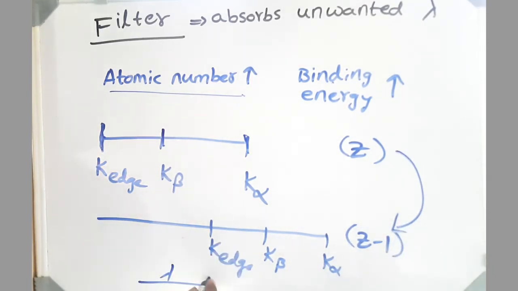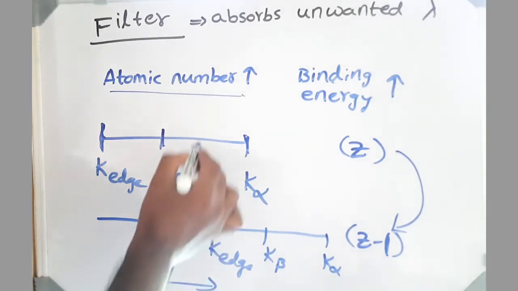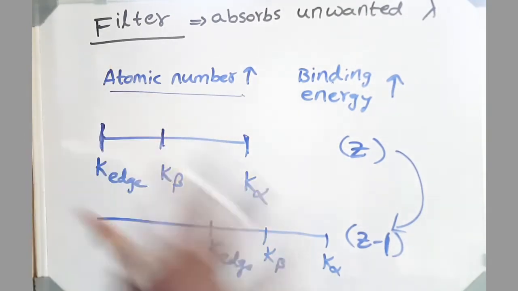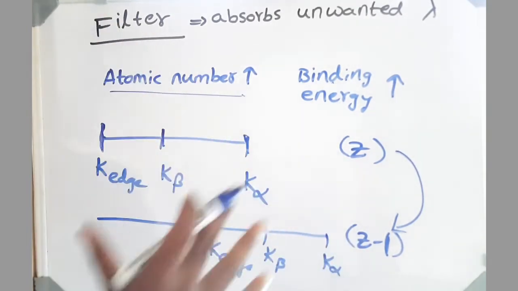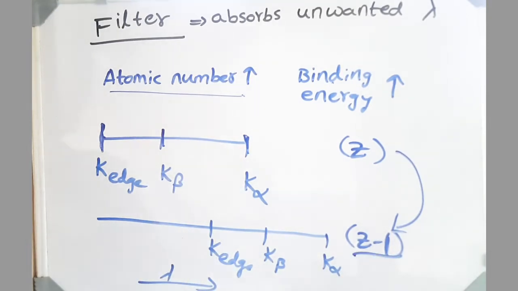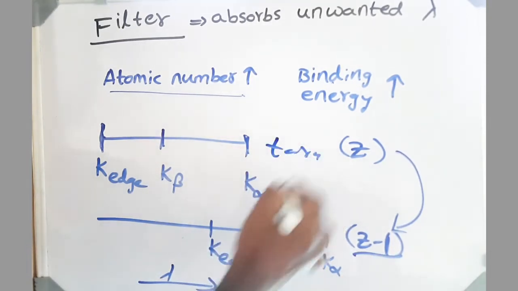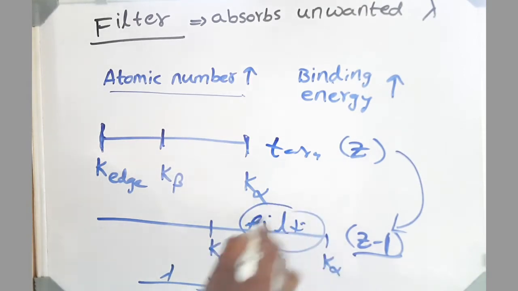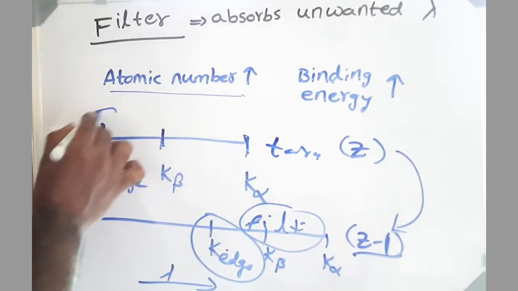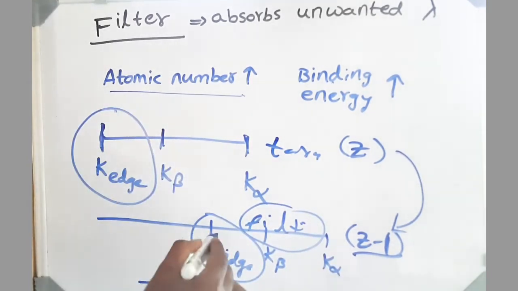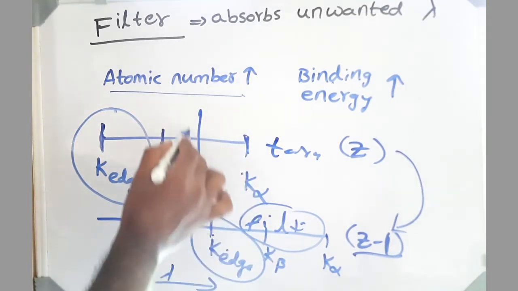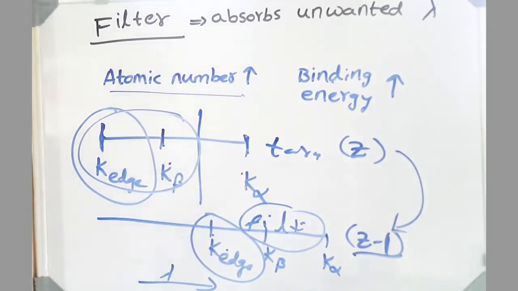So this is the wavelength scale. By decreasing one or two atomic numbers, the K edge falls between K beta and K alpha. That is the reason we choose a filter which has an atomic number one or two less than the target. This is the target, this is the filter. So the filter has a K absorption edge lower than the K absorption edge of the target metal, so that it falls in between K beta and K alpha and it takes care of the extra unwanted wavelengths.